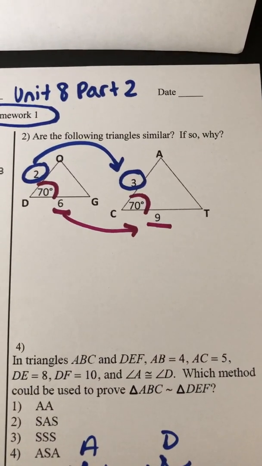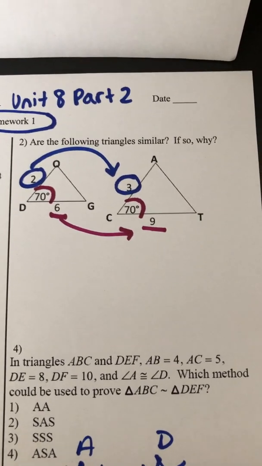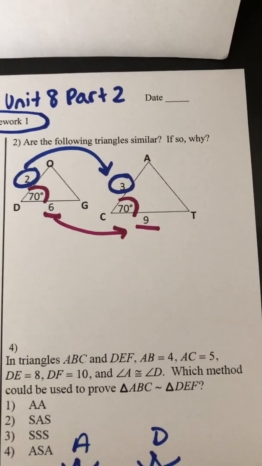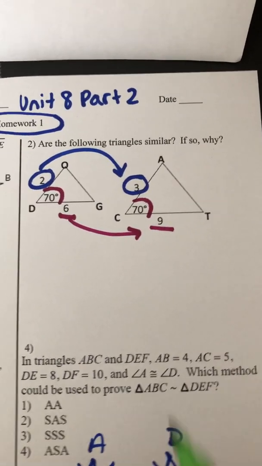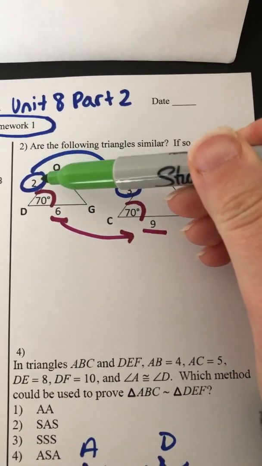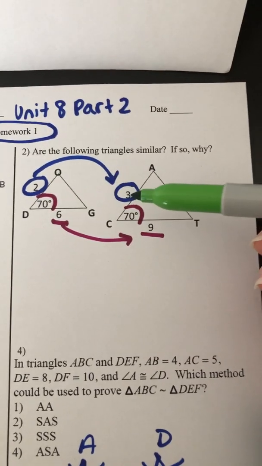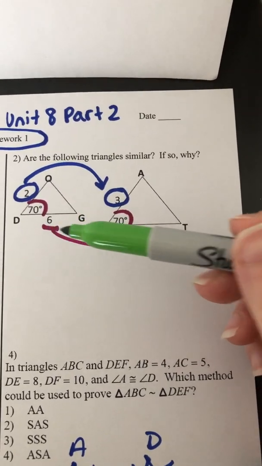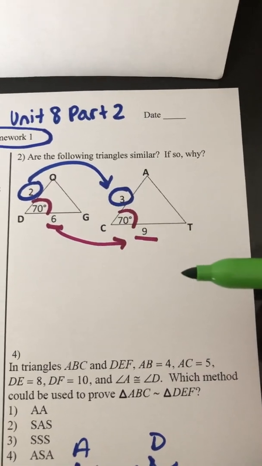Moving on to question 2, I've already marked in how the angles match up. 70 degrees is congruent to 70 degrees. And 2 is the corresponding side to 3. And 6 is the corresponding side to 9. That's because 2 is the smallest side on the left triangle, DOG, and 3 is the smallest side in CAT. Same thing with 6 being larger than 2 and 9 being larger than 3.